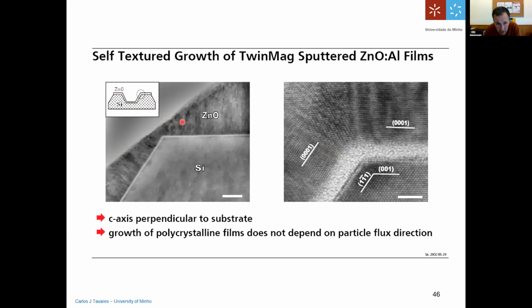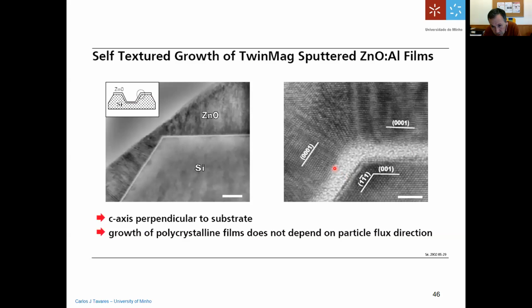Here you can see a zoom of this point here. And so here you have your substrate material, which is silicon. You can easily see the silicon crystal lattice. And in between the silicon and the growing zinc oxide film, zinc oxide has a hexagonal wurtzite structure.